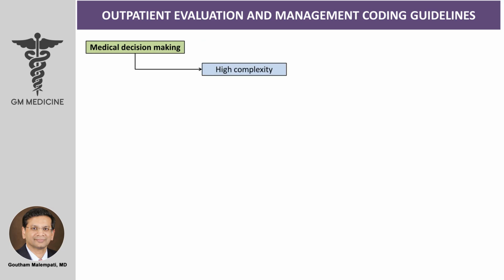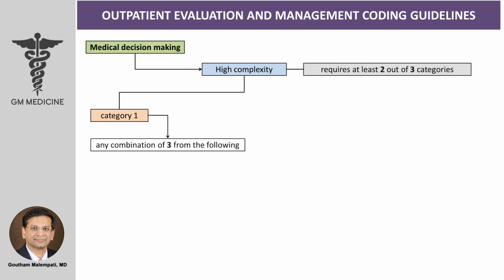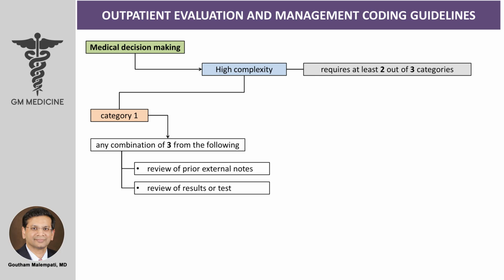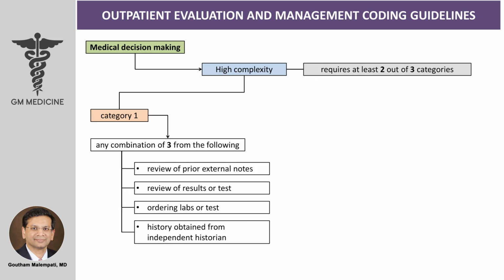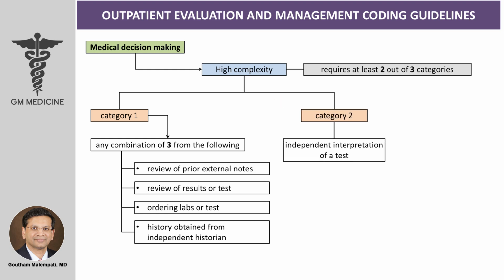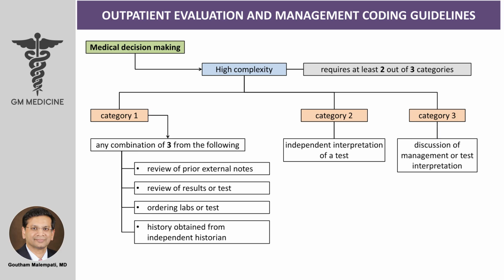High complexity medical decision making requires at least 2 out of 3 categories. For category 1, any combination of 3 from the following: review of prior external notes, review of results or test, ordering labs or test, history obtained from independent historian. Or category 2, which includes independent interpretation of a test performed by another physician. Or category 3, which includes discussion of management or test interpretation with external physician.